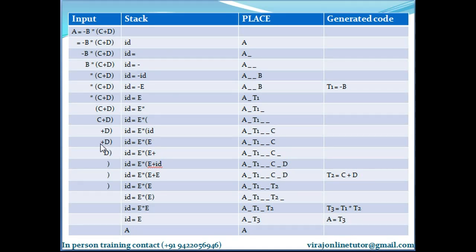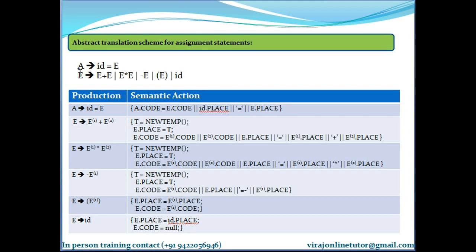Then before placing plus, okay, I reduce this ID with E, because there is a production of the form E gives E plus E. There is no production of the form E gives ID plus E. There is a production of the form E gives E plus E, and it is not of the form E gives ID plus E, right?